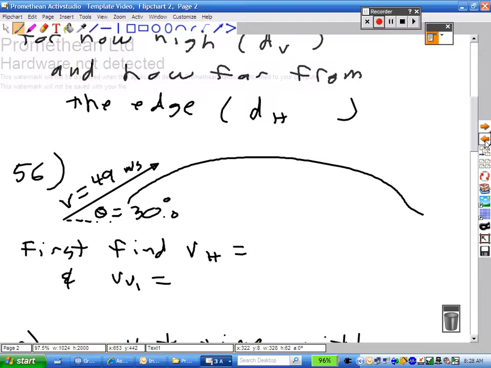Now we're getting to the crucial problems where something is projected up and comes down. There's symmetry to this parabola. First, you should find the V_H and the V_V1. The V_H is v cosine theta, always, and V_V1 is v sine theta.